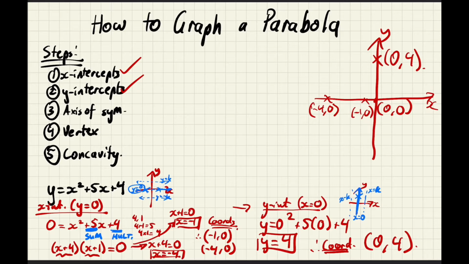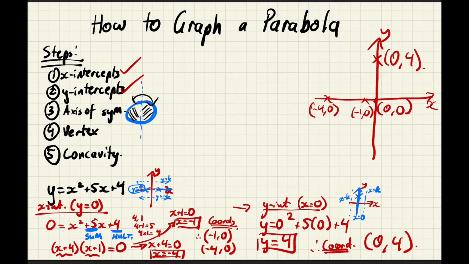The next thing we need to do is find our axis of symmetry. Now, there are two ways we can do this. The easy way is to first talk about what an axis of symmetry is. Let's draw a circle. The axis of symmetry is the line that cuts that circle in half, so that whatever is on one side is the same as what's on the other side.